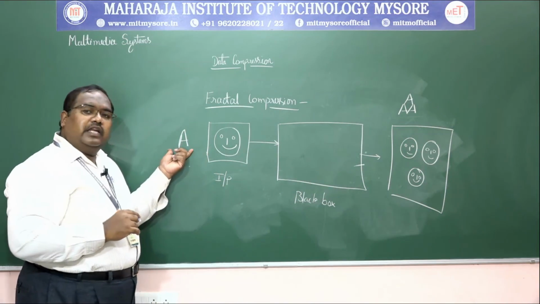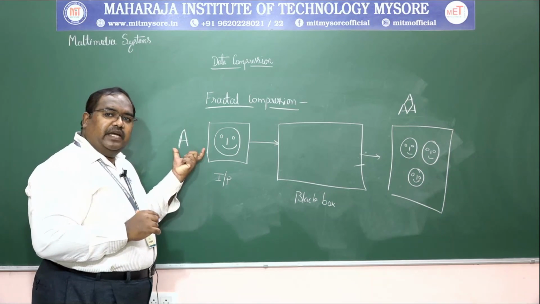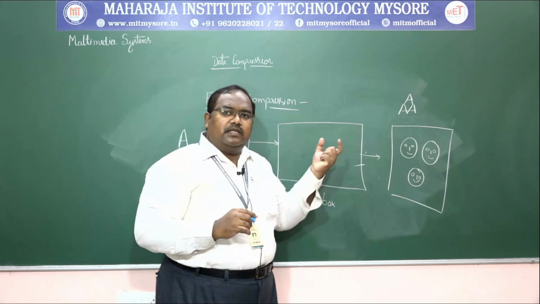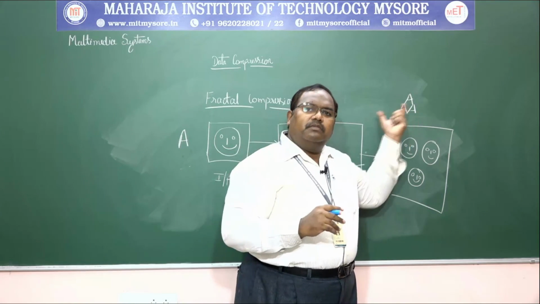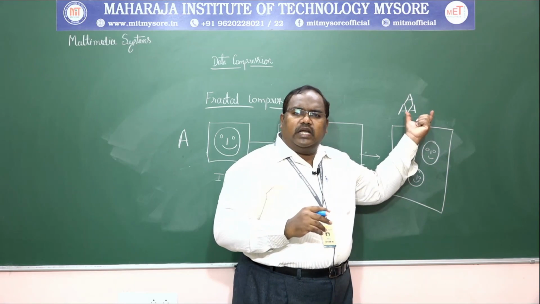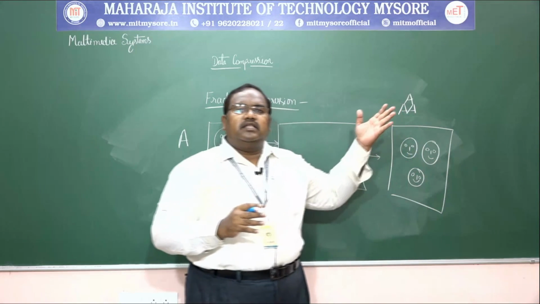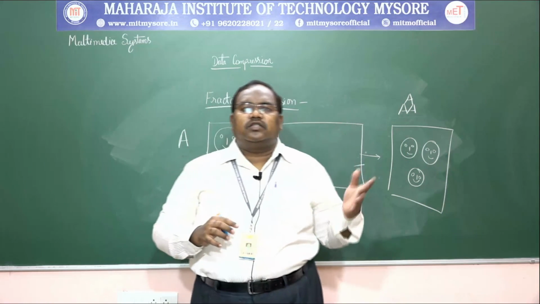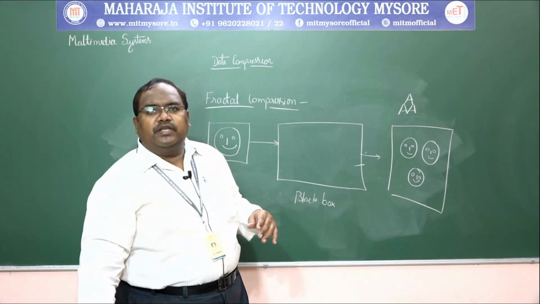So what we do here, a bigger image is compressed, and this compressed image is put together with similar kinds of images which resemble one another, and a new image is generated with those things. This is called fractal compression.